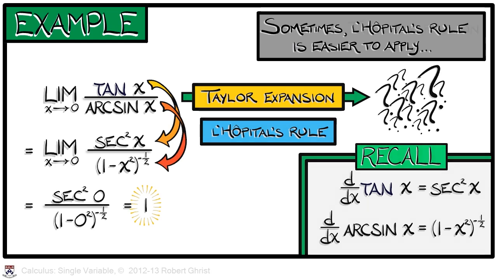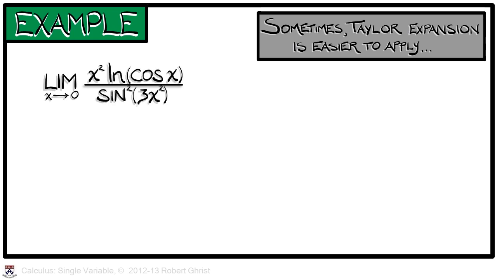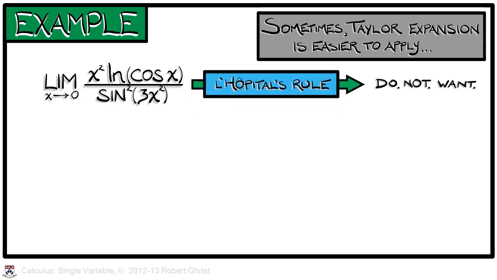That was simple. Let's look at another example, one for which L'Hopital's rule might not be the way to go. The limit as x goes to 0 of x squared log of cosine of x over sine squared of 3x. Whew, I do not want to try to compute the derivative of that. It's possible, but not profitable.